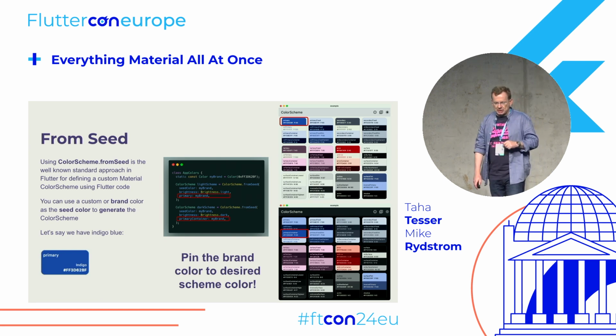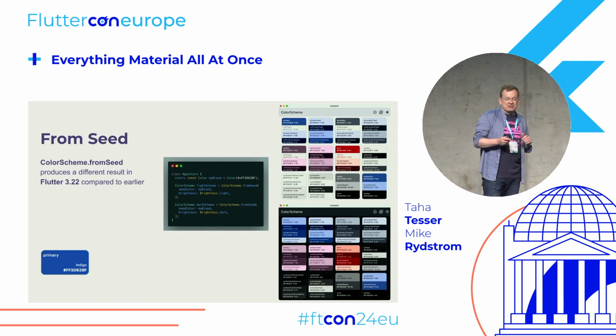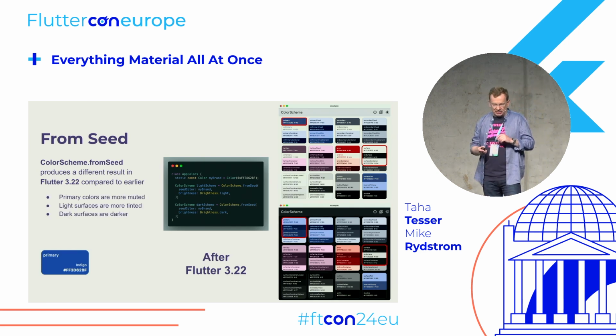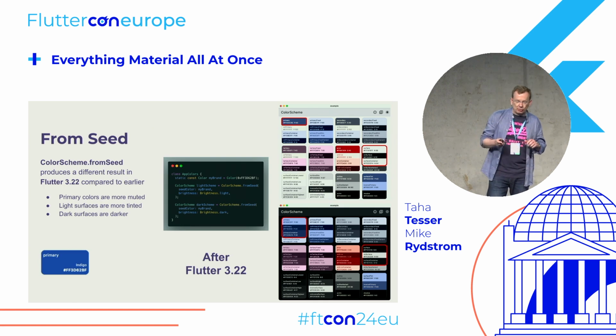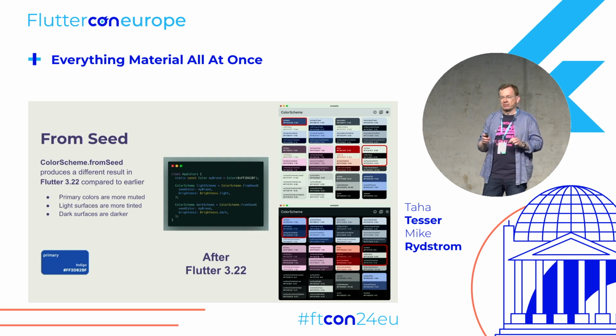Okay, cool. I mentioned that color scheme from seed changed in Flutter 3.22. The default one, before, if you look at the highlighted red colors, we had something that looked like this. Now in 3.22, they are slightly changed. If I switch back and forth, you can see surface colors, and these are changing. What is new is that primary colors are even more muted than before, and light surface are slightly more tinted, and dark surface are actually darker. And that is nice.